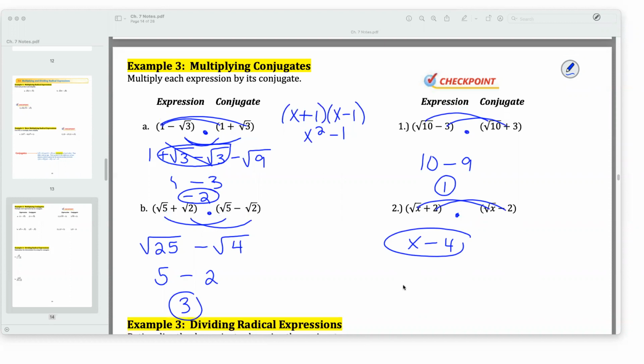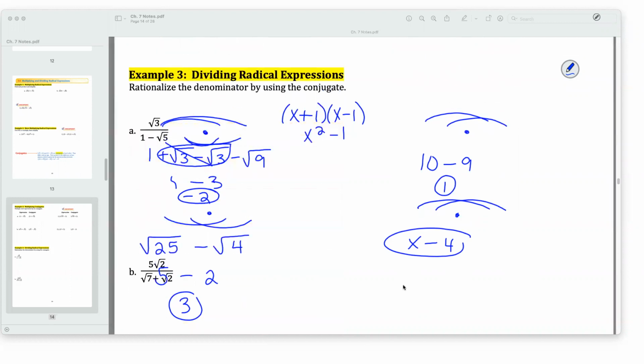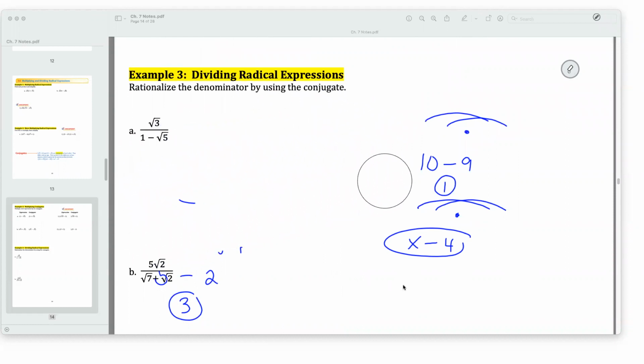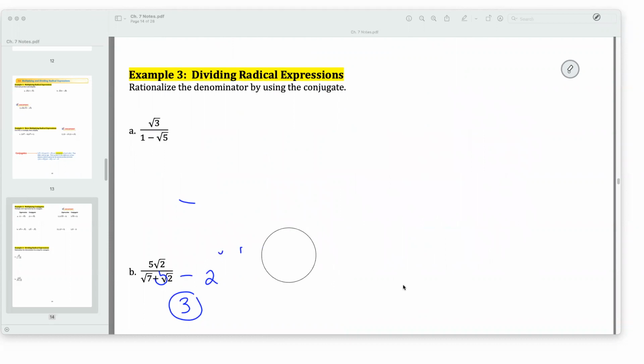All right, example 3 is dividing radical expressions, and this requires us to rationalize the denominator by using this new thing called the conjugate. So for these problems, the directions might say simplify. The directions might say rationalize the denominator, but basically whenever you have a fraction and you look at the fraction's denominator and that denominator has a radical in it, you have to get the radical out of the denominator, and you do that by rationalizing the denominator.